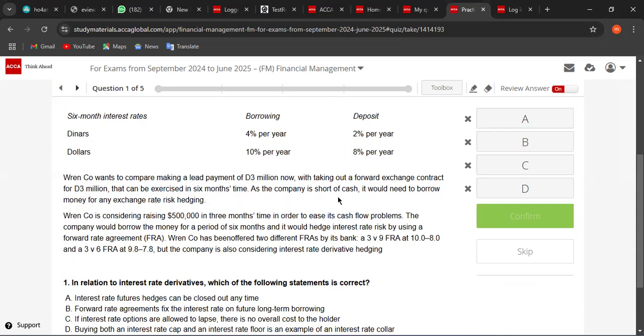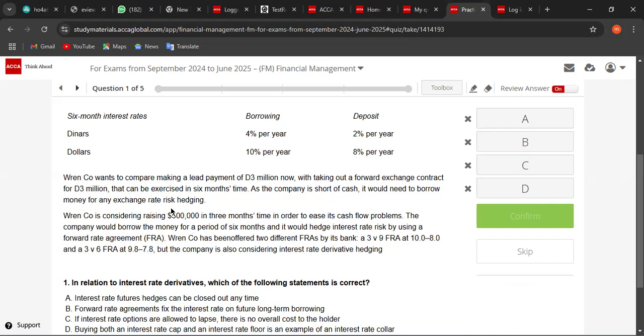As the company is short of cash, it will need to borrow money for any exchange rate risk hedging. When the company is raising the money in 3 months' time in order to ease its cash flow problems, the company would borrow the money for a period of 6 months. It would hedge interest rate risk by using a forward rate agreement. The bank offers two different FRAs, one is 3 versus 9 and the other is 3 versus 6.